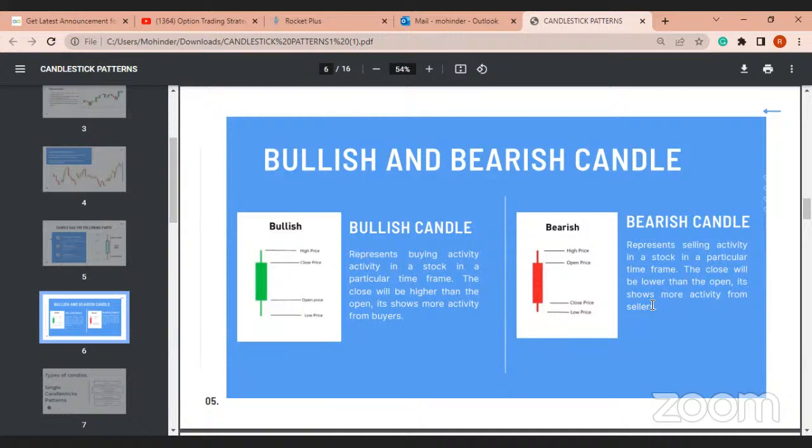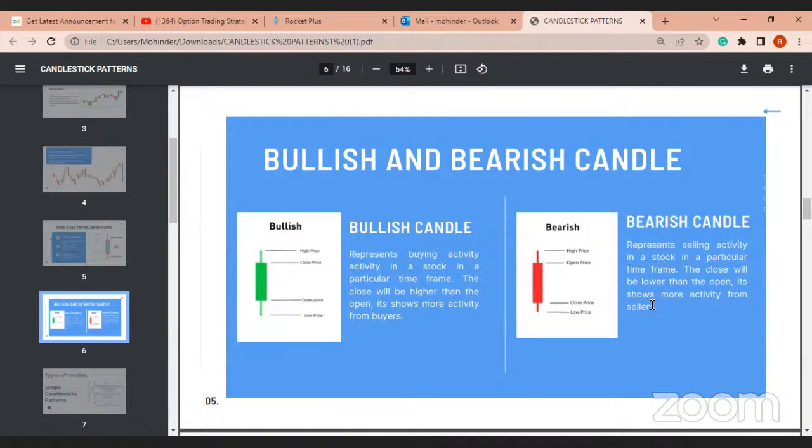In the case of a bearish candle, we'll go with an example once again. Imagine I bought at 400 rupees, and it came down and closed at 390. From 400 it came down to 390, which means there were more sellers, and that is the reason it came down. So it opened at 400 and closed at 390, which means the open is higher than the close. In that case, you will see a red candle.